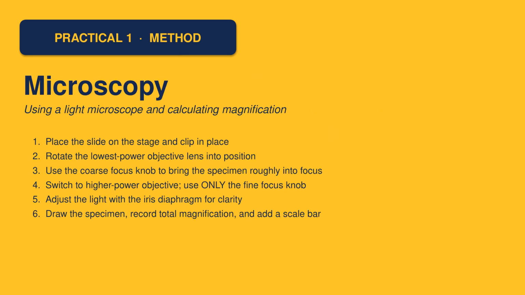First up, microscopy. Always start on the lowest power objective. Total magnification equals eyepiece times objective, usually 10 times something. If you're asked to calculate the actual size of a cell, use magnification equals image size divided by actual size and rearrange. But watch your units, millimeters and micrometers. And a good scientific drawing has sharp continuous lines, no shading, straight labels, and always a scale bar.